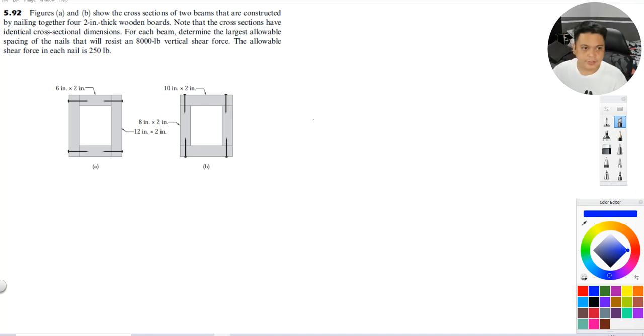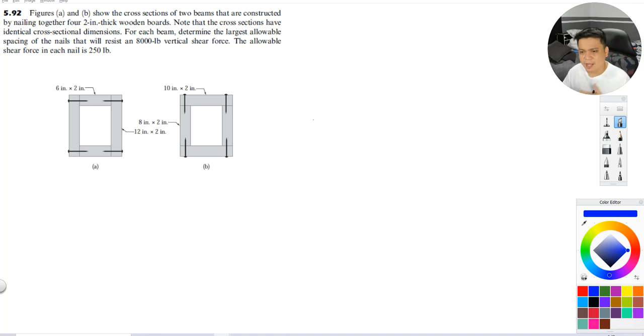Okay, so let's have the example. Figures A and B show the cross-section of two beams that are constructed by nailing together 2 inches thick wooden boards. Note that the cross-sections have identical cross-sectional dimensions. For each beam, determine the largest allowable spacing of the nails that will resist an 8,000-pound vertical shear force. The allowable shear force in each nail is 250 pounds.